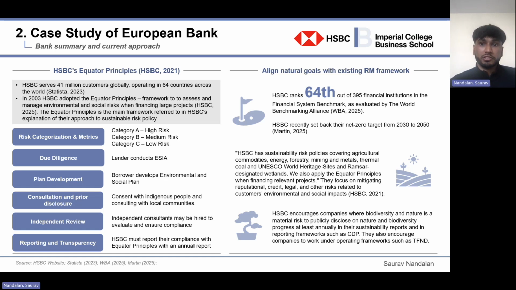The main framework outlined by HSBC on their website that they use to mitigate and approach nature-related risk is the Equator Principles. These were adopted in 2003 and are used when financing large projects for clients. The framework follows steps of categorization. This is where a project is assessed on the risk it can pose to the environment.